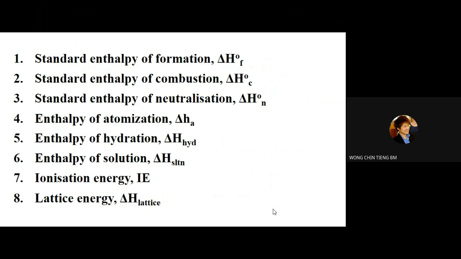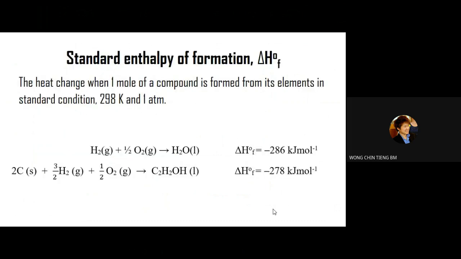So, first and foremost, you are starting off with your standard enthalpy of formation. And from the word standard, like we learned last week, we know that we have the naught, and the conditions are 298 Kelvin and 1 atm. What is actually formation? It is the heat change when one mole of compound is formed from its elements. Keyword: one mole of compound formed from its elements. It means the one mole must fall on that compound.